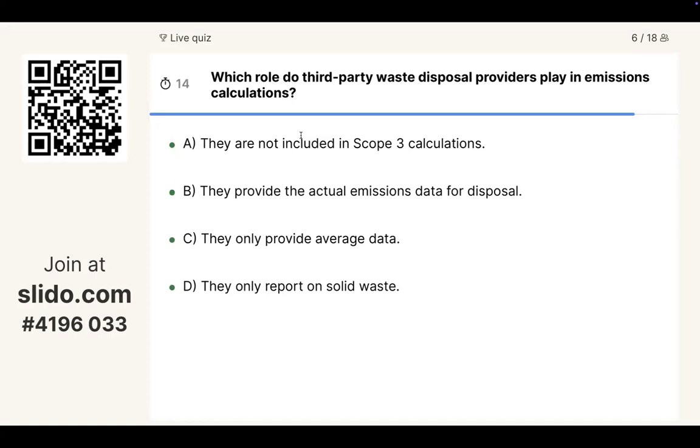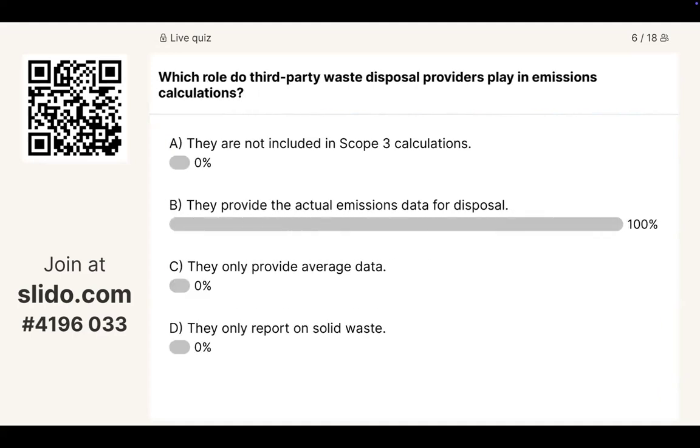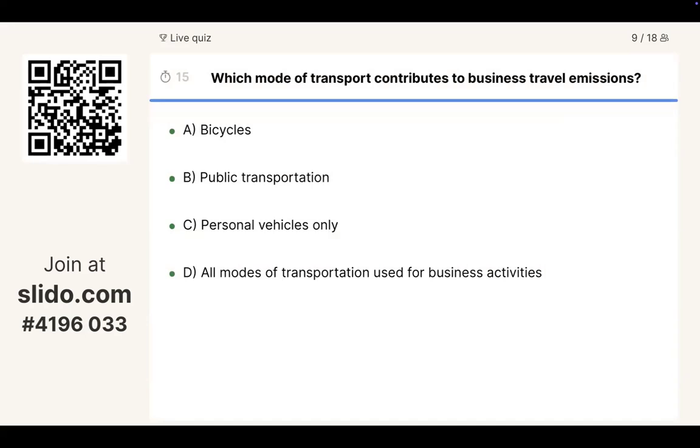Next question. Which role do third-party waste disposal providers play in emissions calculation? They are not included in scope 3. They provide actual emission data for the disposal. They only provide average data. Absolutely correct. All of you got it correct. They provide actual emission data at disposal.